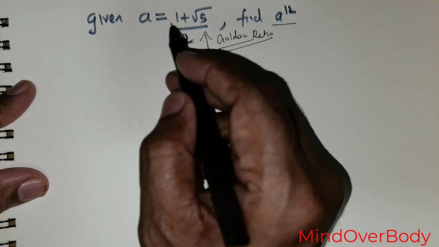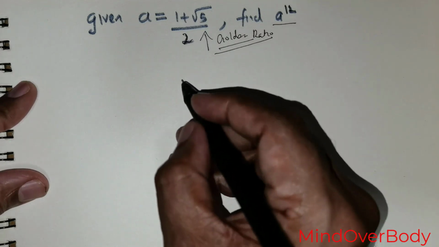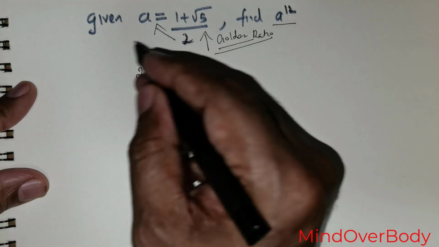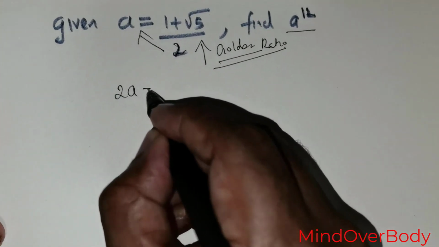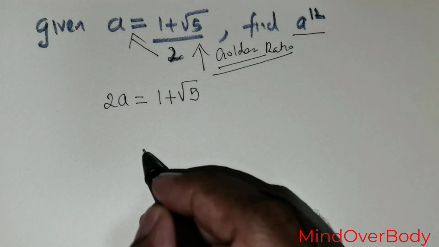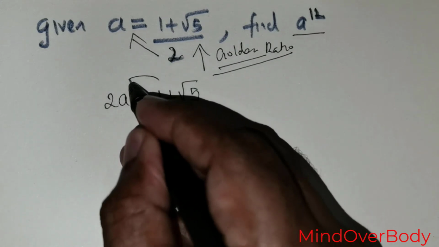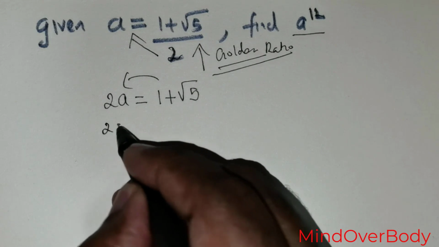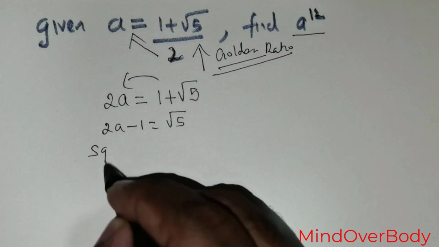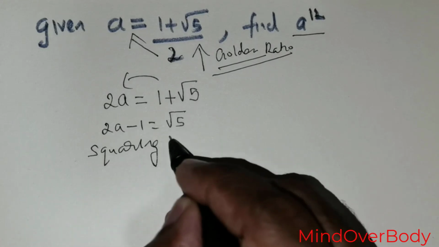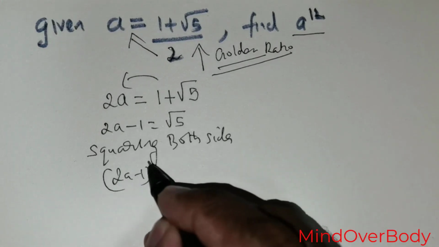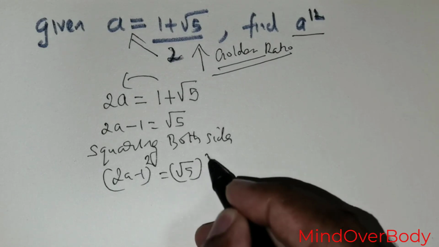Now, we've been given the value of a to be (1 + √5)/2. So, what I would do is multiply a by 2. It's cross multiplying. So, it's going to be 2a is equal to 1 + √5. Now, if I were to move this 1 to the other side, I would get 2a - 1 is equal to √5. I would be squaring both sides. So when I square both sides, I would get (2a - 1)² is equal to (√5)².